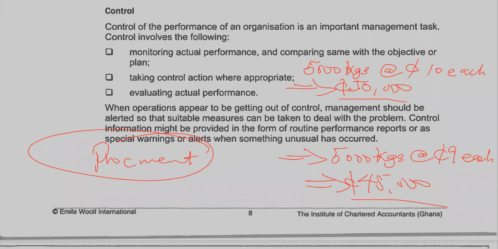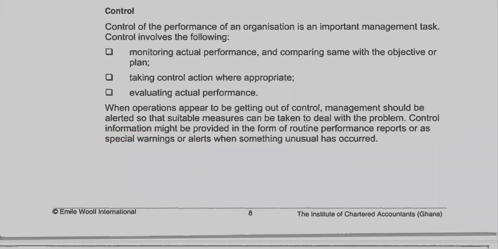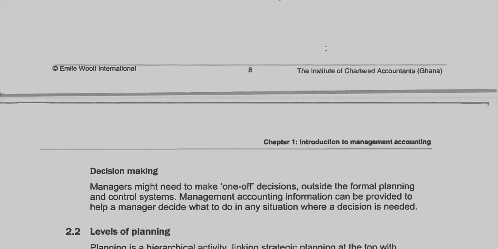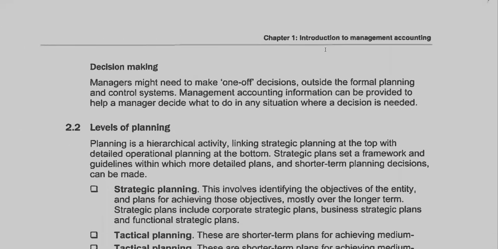So controlling is also a major part of your exam, which comes with budgetary control, standard costing, and variance analysis. And also performance appraisal as well. So we continue. Now we've seen controlling, then what is decision making?